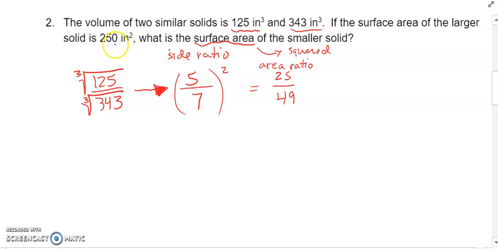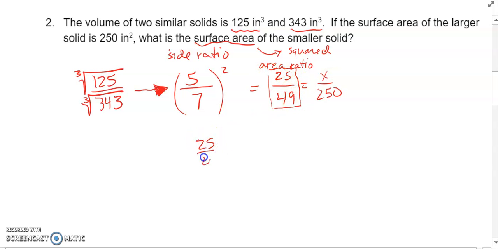And it also tells us that the surface area of the larger solid is 250 inches squared. So the larger one will be on the bottom. So what I can do is use this area ratio right here, and that area ratio has to be equal to some number over 250. So we're essentially scaling this area ratio here. We're multiplying it by some number to get these ratios here. And I can just cross multiply this.